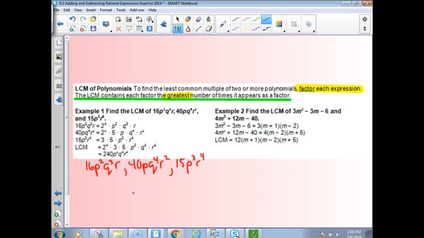The way they got the LCD was, they broke 16 down into 2 to the fourth, and they broke the 40 down into 2 to the second. No, it's actually 2 to the fourth times 5. I don't know where they get that from. Does that say 2 to the third or 2 to the fourth? 2 to the fourth is 16, and 16 times 5 is not 40. That's a mistake then. This should have been 2 to the third, guys, right?